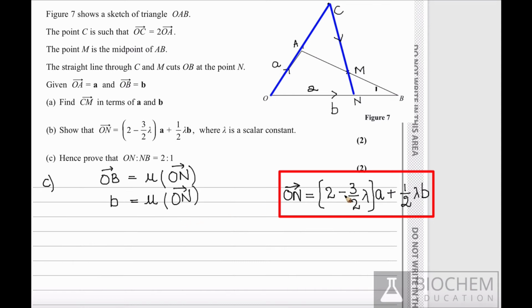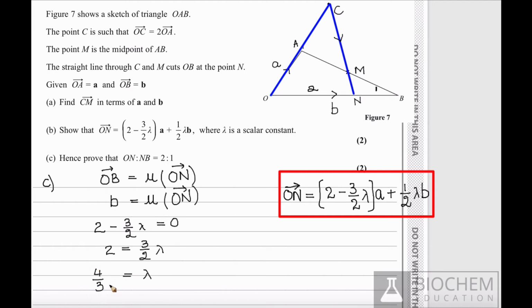So we can say that 2 minus 3 over 2 lambda, which is the coefficient of a, must equal 0 in order to satisfy this equation. So we can say 2 minus 3 over 2 lambda must equal 0. And this will give us a lambda value that will give us a 0 answer. So hence, bringing -3 over 2 lambda to the right hand side, we can write down this as 2 equals 3 over 2 lambda. And therefore, lambda is equal to 4 over 3.